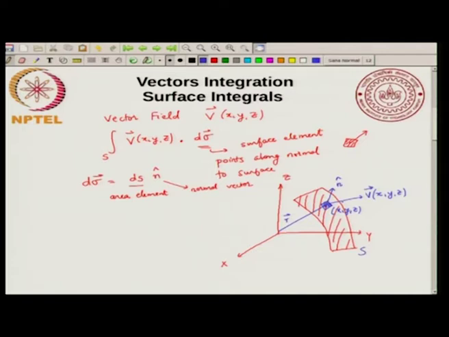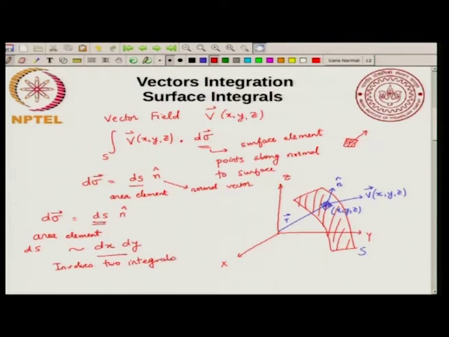Now, notice that this d sigma equals ds n hat, and this ds is an area element. Depending on the problem that you are doing, you will have an area element that includes something like dx into dy. It is not exactly equal to, but it will have something that appears like a dx dy. So it involves a product of two integrals.